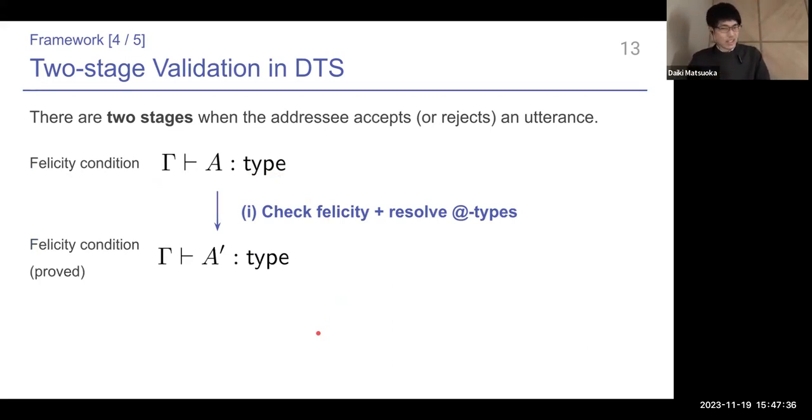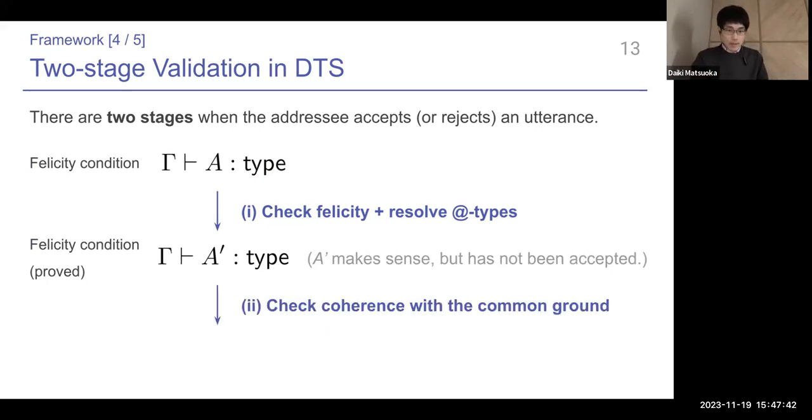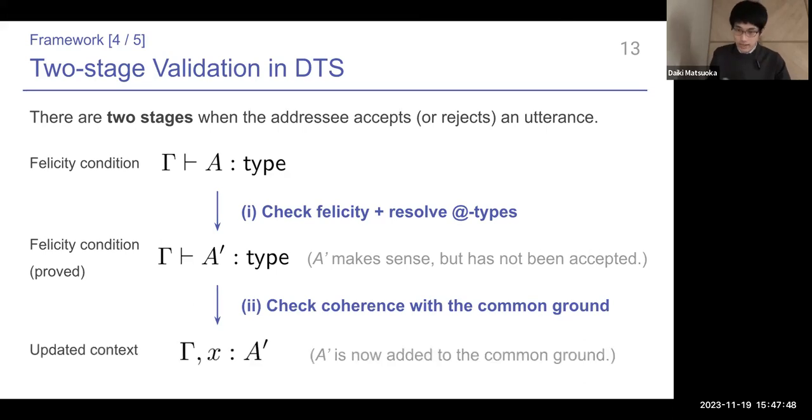Intuitively, this A prime makes sense, but it has not been accepted. It requires the next step: checking coherence of A prime with the common ground. If it is coherent, we can add it to gamma, and we obtain an updated context. So we need two stages of validation.